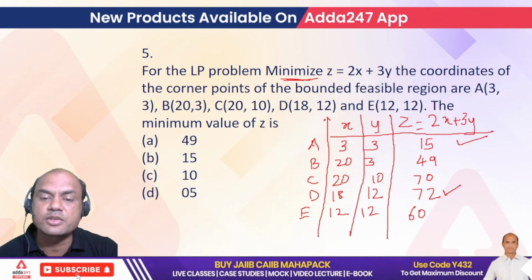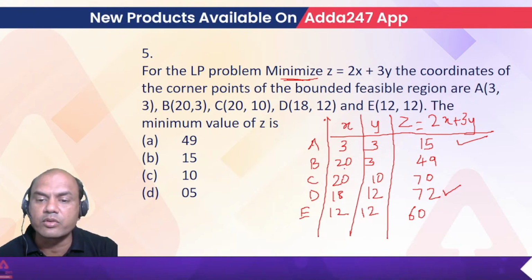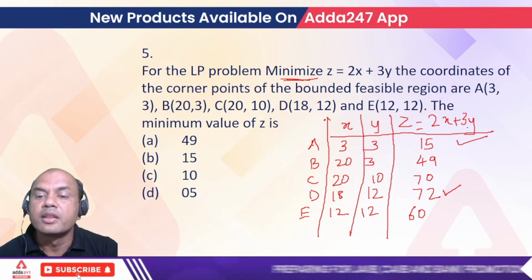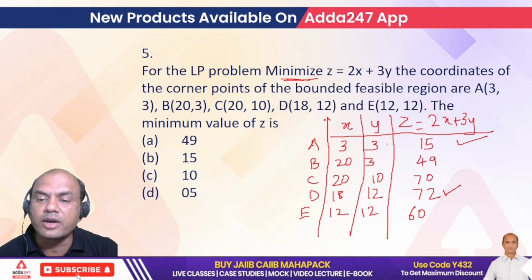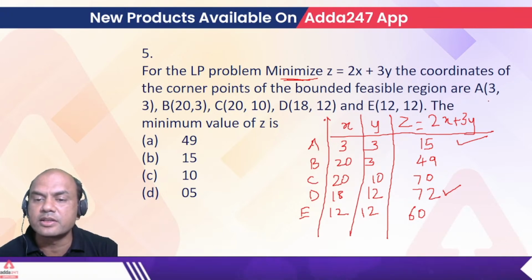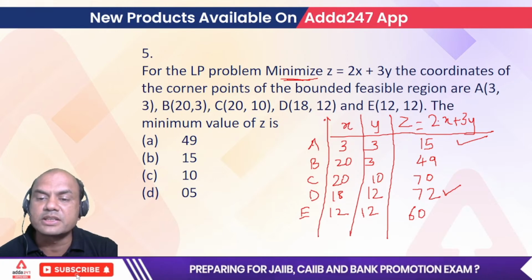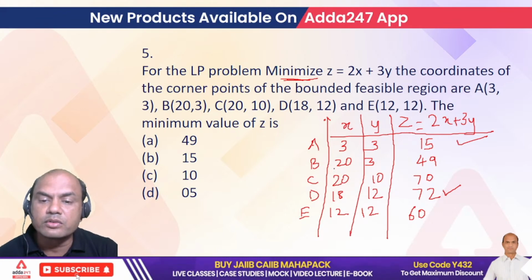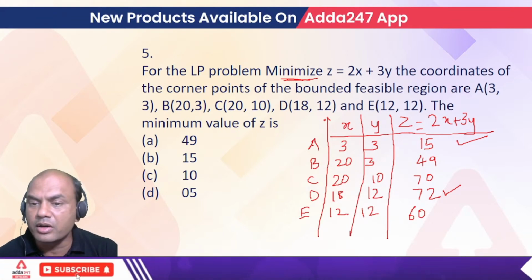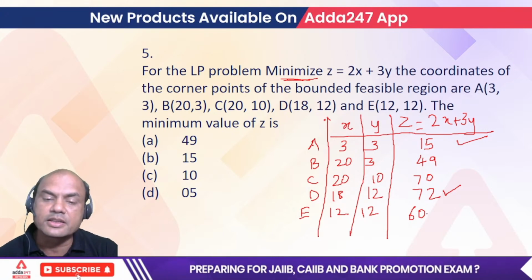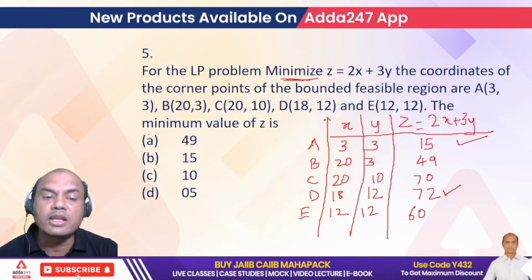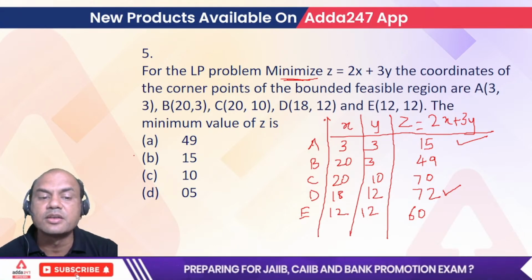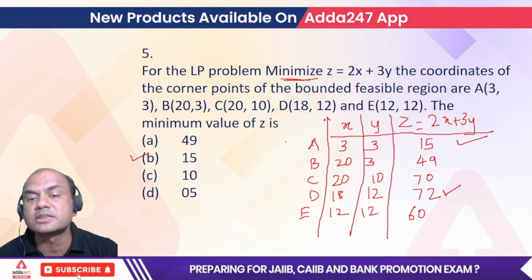I told you in the second or third question that we have to move this z function on all these points. Let's consider these points A, B, C, D, E: (3,3), (20,3), (20,10), (18,12) and (12,12). Now put the values of x and y of each one into this z function. In the first case, 2 into 3 plus 3 into 3, that is 15. In the second, 2 into 20 plus 3 into 3, so 49. Similarly the others. Now what is the question asked? The minimum value of z. Where is the minimum value? This is 15. So the correct answer is B. This is how you have to solve this z function.